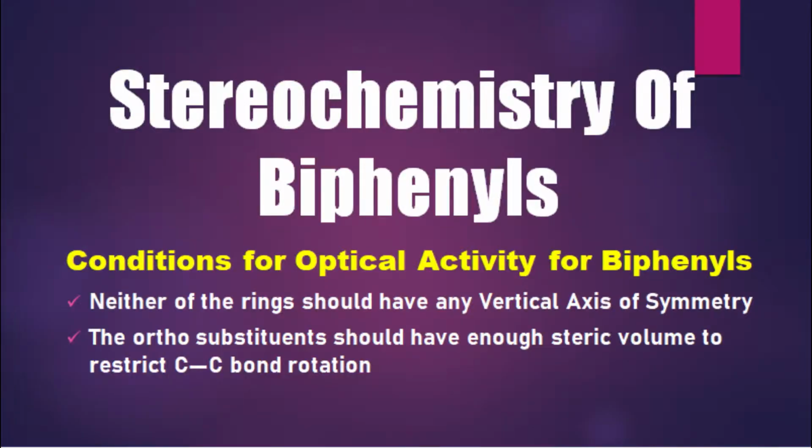So let's start. Two conditions are important for biphenyl compounds to exhibit optical activity. First, neither of the rings should have any vertical plane of symmetry. This means that neither of the two rings present in the biphenyl should have any vertical plane of symmetry. And the second condition is that the substituents in the ortho positions must have a large size. This is because in biphenyls there is no chiral center, but the molecule is chiral due to the restricted CC bond rotation, and the chirality is due to the restricted CC bond rotation in the biphenyl.